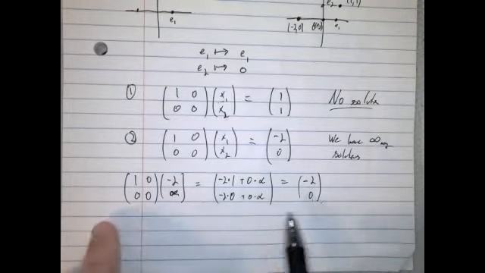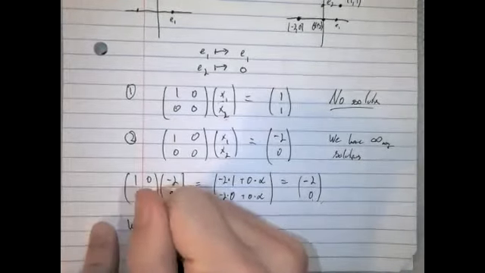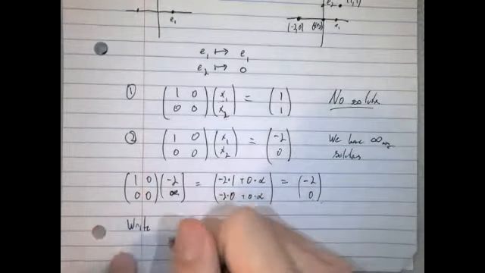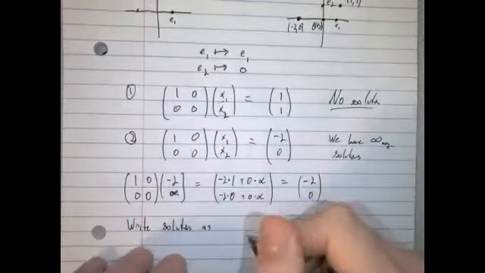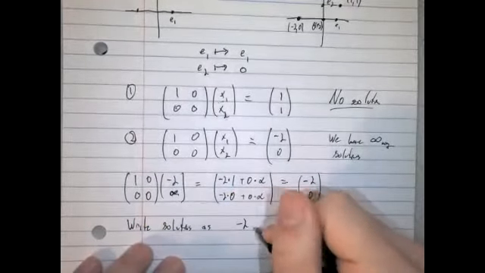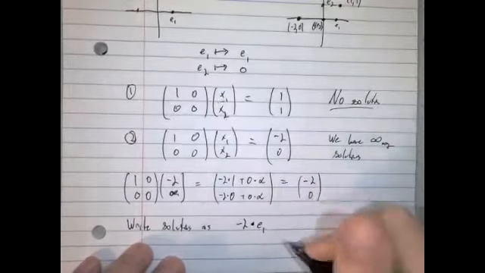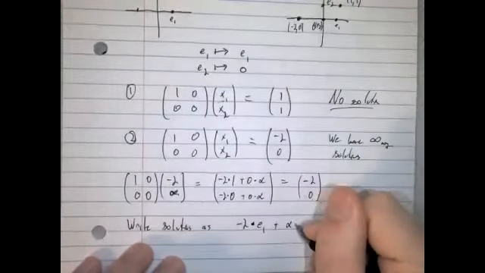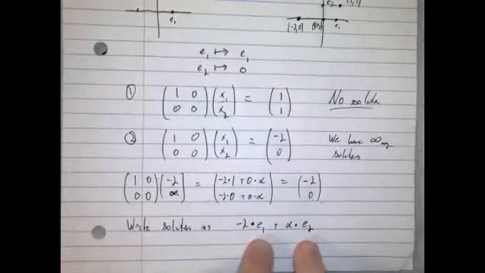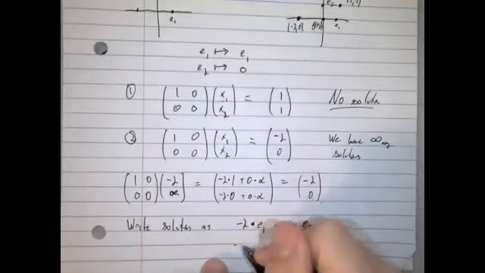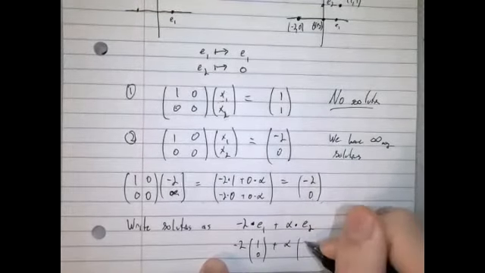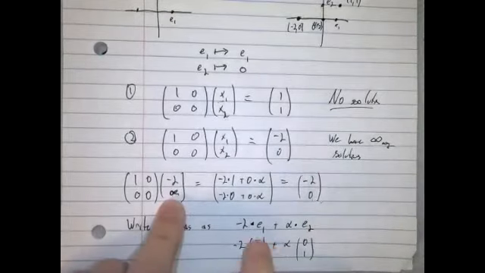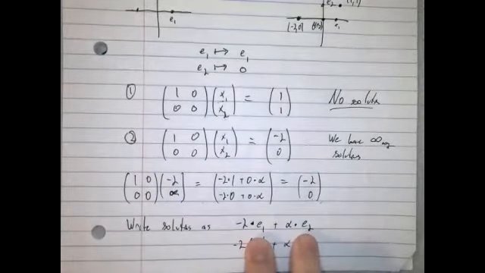A way that is suggestive to write this is I could write the solutions as -2 times E1 plus alpha times E2. This is the same thing as -2 times 1, 0 plus alpha times 0, 1. So this is just rewriting what I had here. But now it becomes clear what the linear transformation does to this vector.